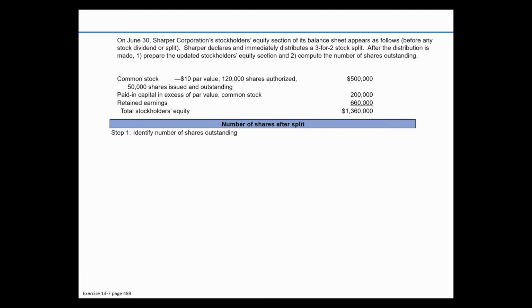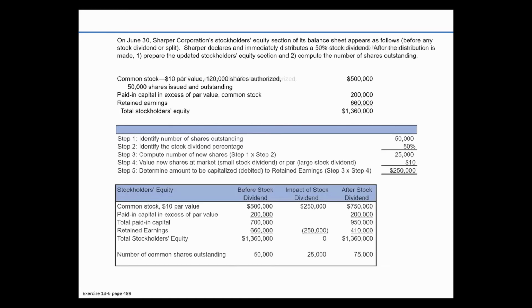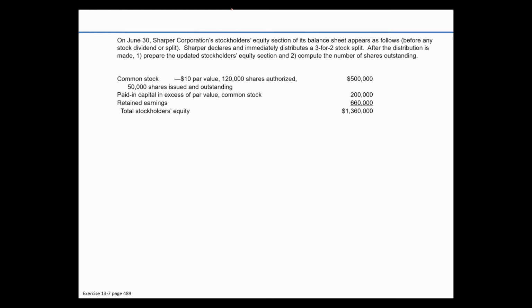So now what we're going to look at is, that was the first one here. This was based upon a stock dividend. Okay, so remember, this is based upon a stock dividend. Now we're going to look at something different. We're going to have something similar, but this time they're going to be doing a stock split.